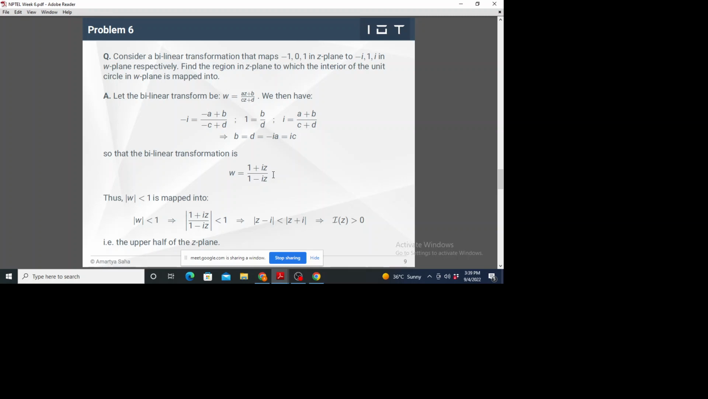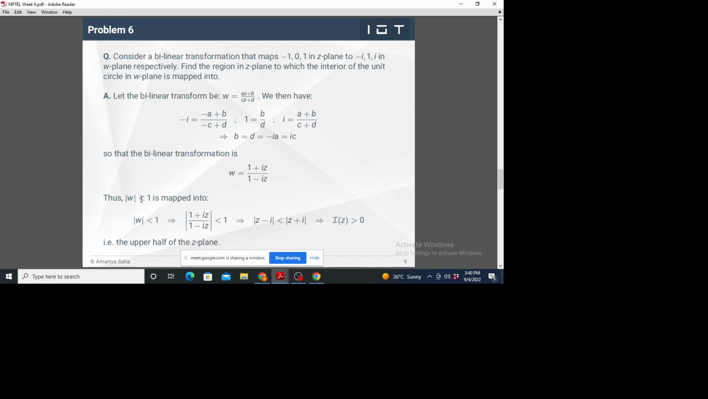All of them should give the same results, and the result should be W is equal to (1 plus iZ) divided by (1 minus iZ). So we have just found the bilinear transformation from the three discrete maps. Now we have to find what is the region in the Z plane that is mapped into the interior of the unit circle in the W plane. Okay, so we have just found the bilinear transformation.